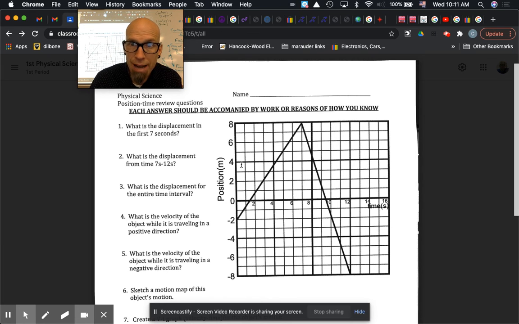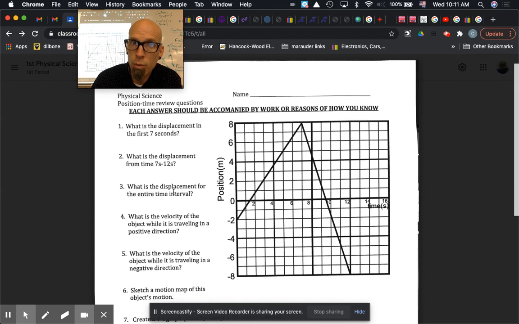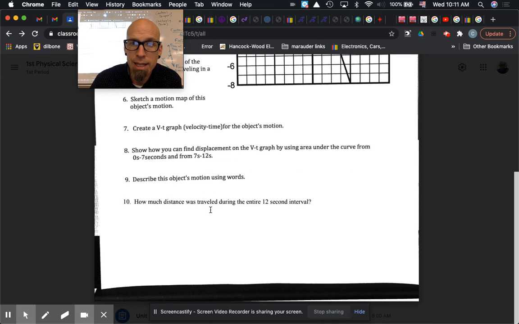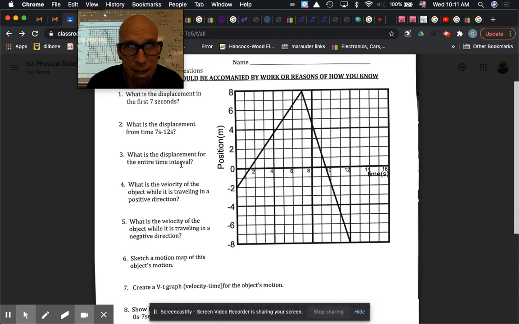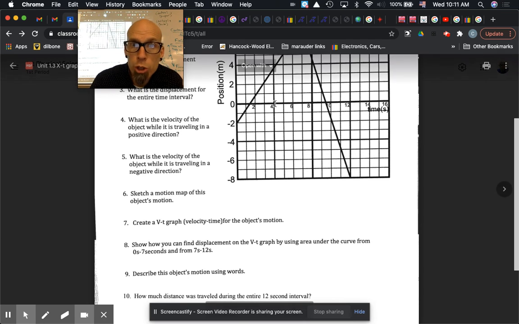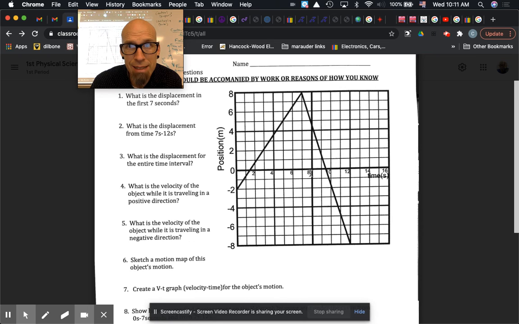Okay? So you are going to have to actually read the graph and figure out displacements. Hopefully you remember the difference between displacement and distance, because further down, number 10 asks how much distance was traveled. Here it asks how much displacement there is. Those aren't the same. We had conversations about that, and you wrote some things down about it. You will need to be able to answer these kinds of questions for the test, which is going to be the next class.